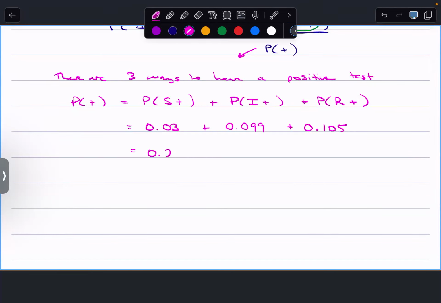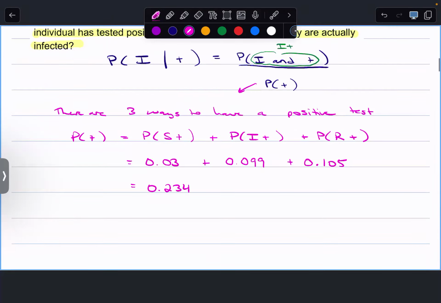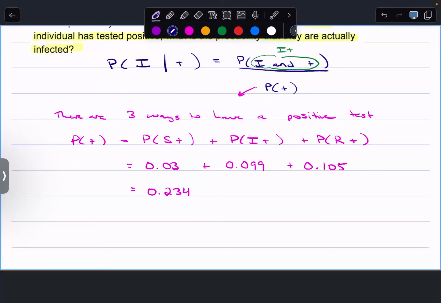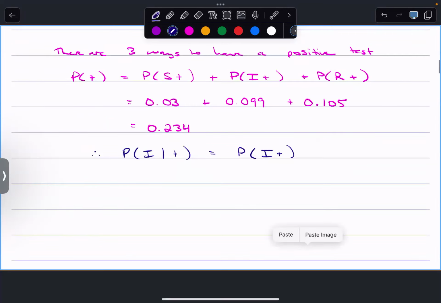Which is 0.234. So the overall probability of testing positive is 0.234. So now we can get back to the probability. Therefore, the probability of infected given a positive is the probability of infected and positive divided by the probability of a positive.